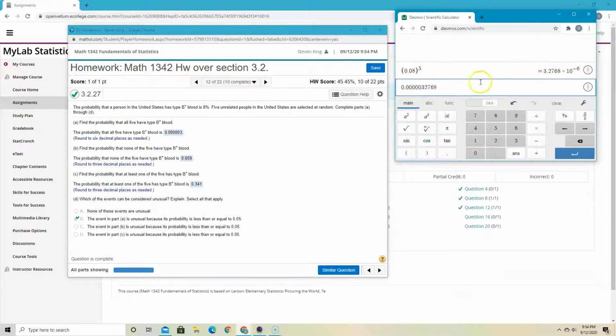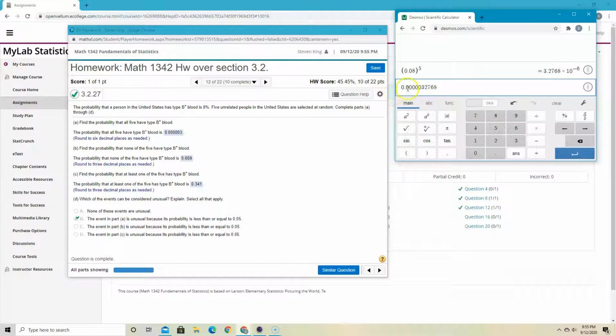That's the probability value, but that's equivalent to putting the decimal point right there and dividing by 10 six times. You move it once, twice, 3, 4, 5, 6 times. And you get this small number right here. And because it's so small, with so many zeros, that's why they ask us to round it to 6 decimal places.